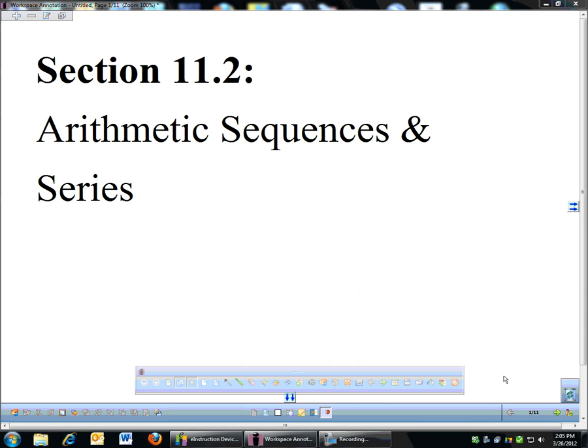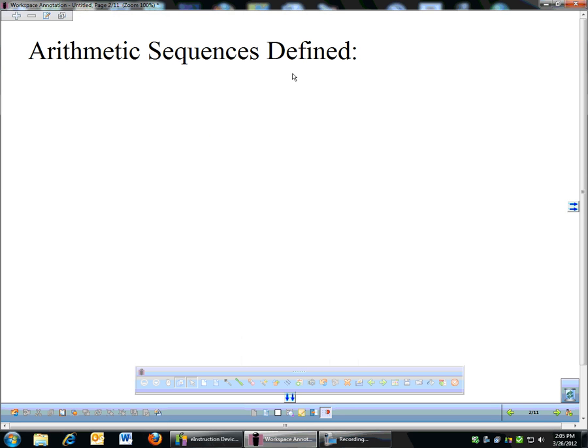Section 11.2, we did notes on 11.1 in class today. But this is arithmetic sequences. We talked about sequences today.